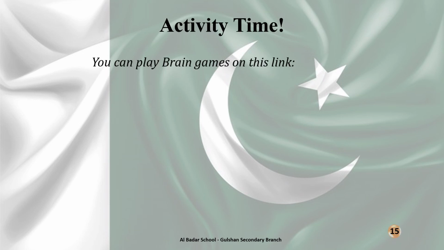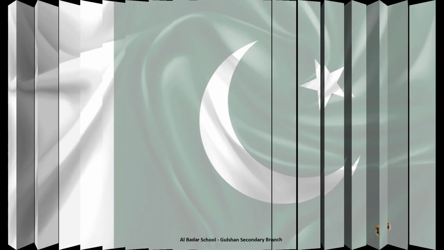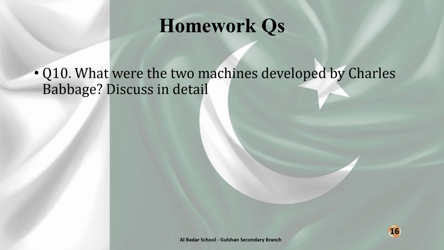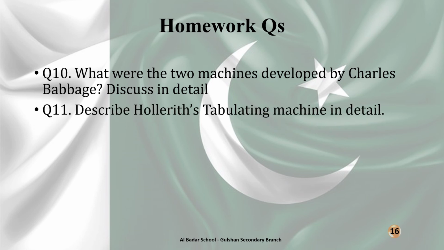Now it's activity time. You can play brain games on this link. Okay, you have to do this in your copies. You have to define what were the two machines developed by Charles Babbage. You have to discuss in detail. It's not necessary to write from the book, as you cannot copy the whole text. You can refer to the presentation slides and you can write in your own words. And also you have to describe Hollerith's tabulating machine in detail.